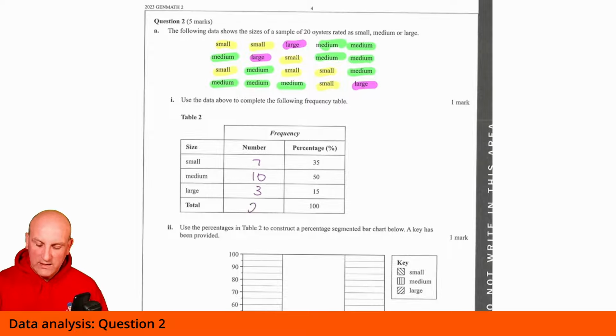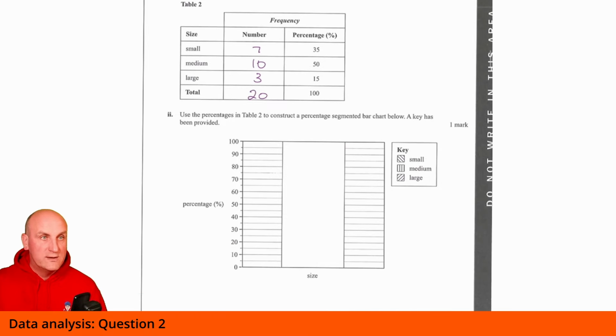Now, when I add those all together, I get 20. So when I've added that column, I've got 20, and it tells me I should have 20. None of them seem to be colored in incorrectly. So there we go. Use the data above to complete the following frequency table. Ka-ching, 7, 10, 3, and 20.